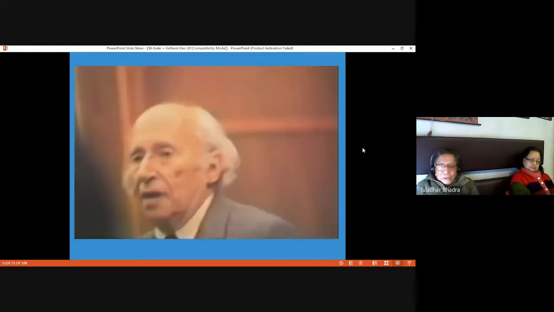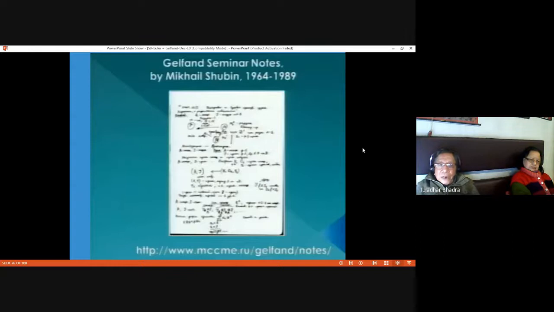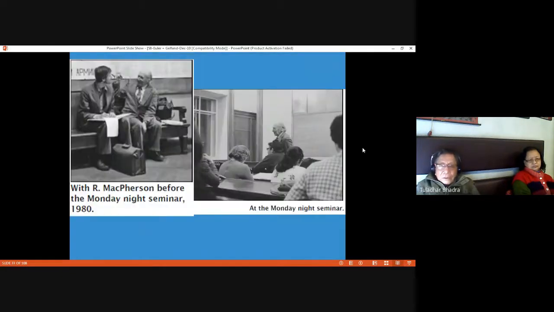As for the Gelfand seminar notes, there was a mathematician called Mikhail Shubin. From 1964 to 1989, he was taking the notes of all Gelfand seminars. Most photos were taken during the seminar, with our backs shown here before the Monday night seminar.